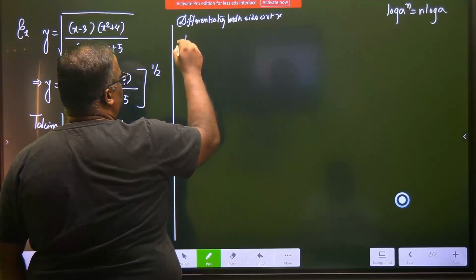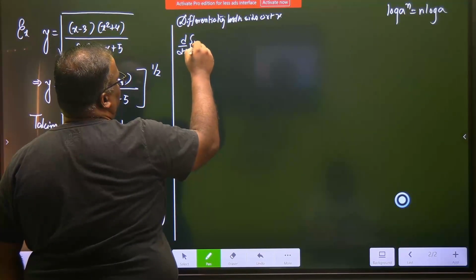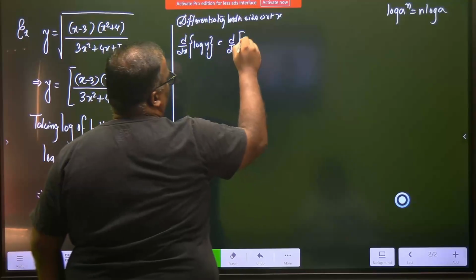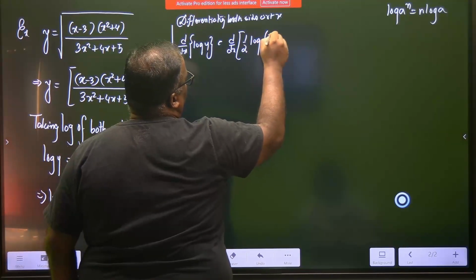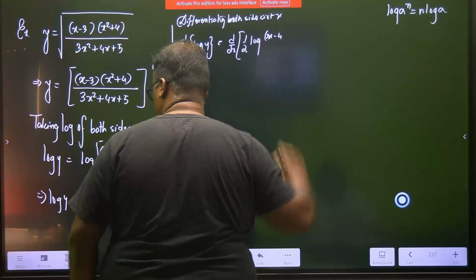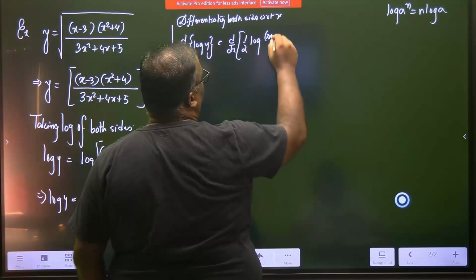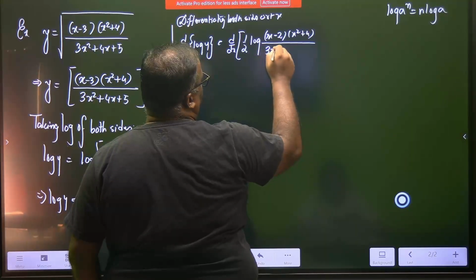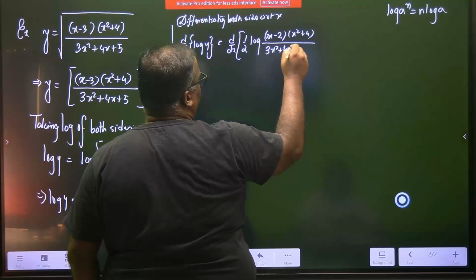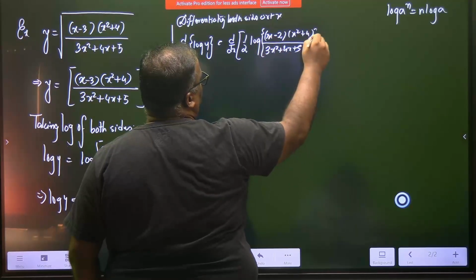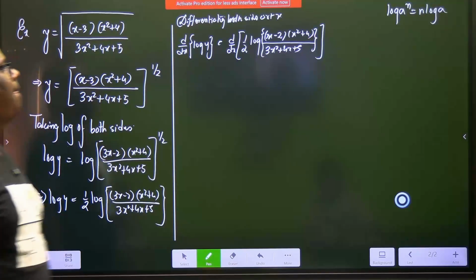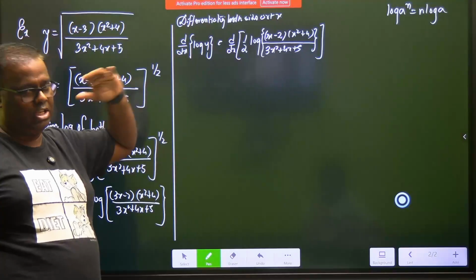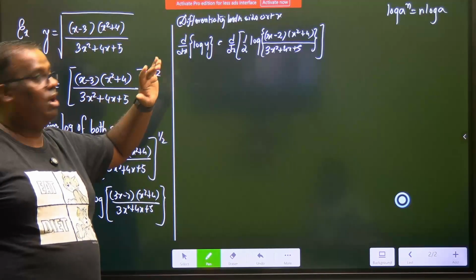So we write our process as d dx of log y is equal to d dx of half log 3x minus 4, no? Minus 4 or minus 2? Minus 2. Sorry, 3x minus 2, x square plus 4 multiplied by 3x square plus 4x plus 5. Is this fine? Understood? Okay. Do you need this to be opened up, or can you do it like a chain? Yeah, I'll open it up.